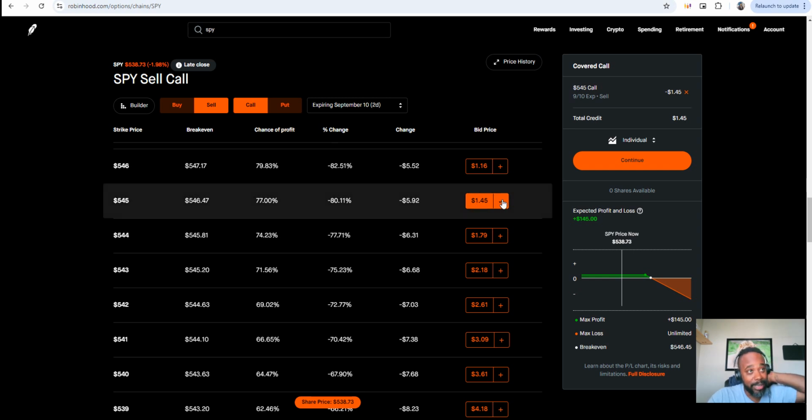Now what you would do is you have this click here. Remember, to do this, you're going to have a margin account. So if you don't have a margin account, make sure you apply for that through Robinhood, and you'll be able to do some of the more complex options that I'm going to show you here. Okay. So now let's say that you want to do a call credit spread.